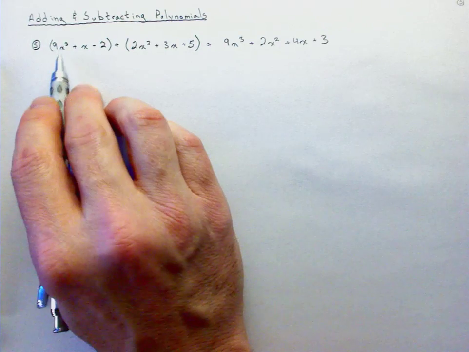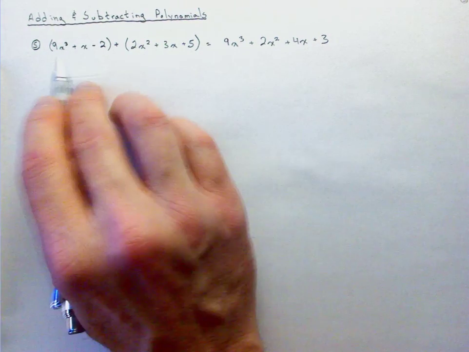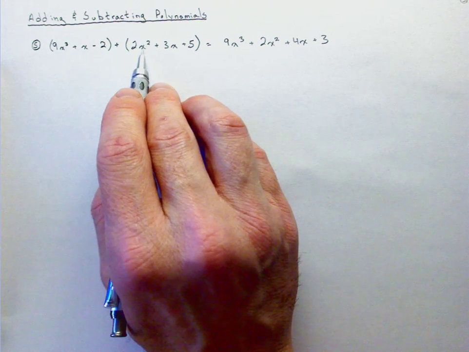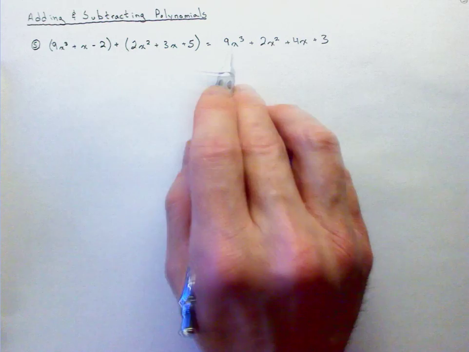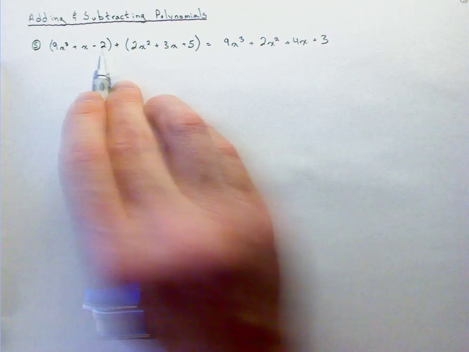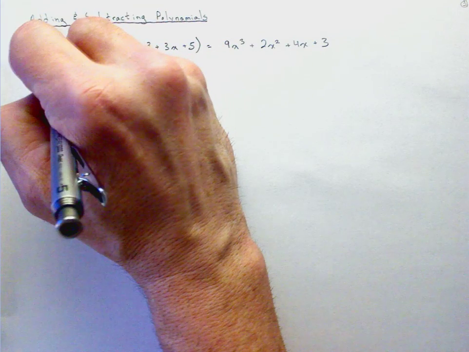So if that confuses you, since I didn't have an x cubed over here, I can't combine it with anything, but it doesn't mean it goes away. It just stays the same, 9x cubed. And then I didn't have an x squared over here, so it just moved over. And then I could combine these and these. So let's write that out to where we're looking at it vertically instead of horizontally.